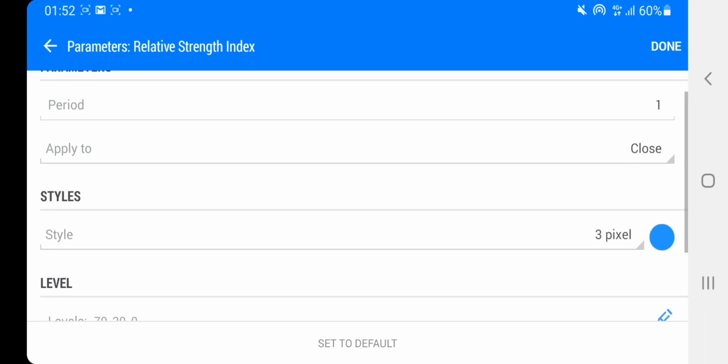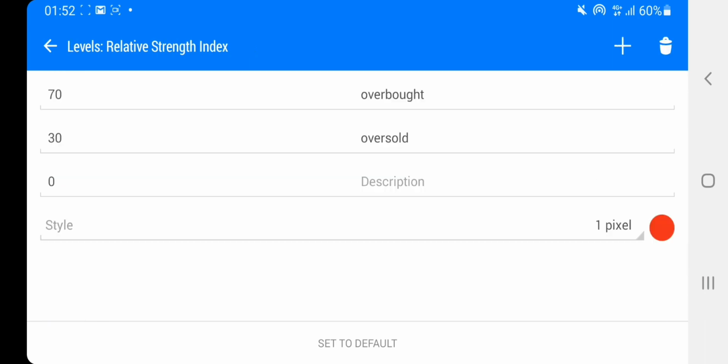Okay, and then the levels are going to be 70 and 30. Now, I was doing this a while ago, that's why the description is still intact. But maybe for you, you might find it a little bit jumbled. So make sure you see to it that the top is 70, which is going to be the overbought level on the description. And the second one is 30, which is going to be the oversold in the description. You're only going to need two different levels. That's it. The style is one, and so on and so forth.